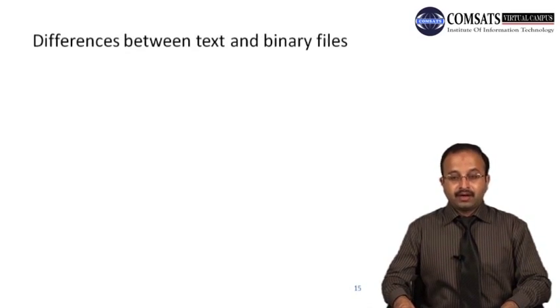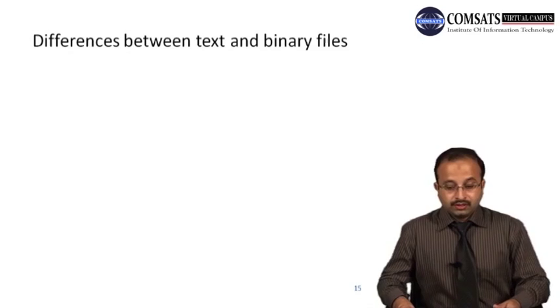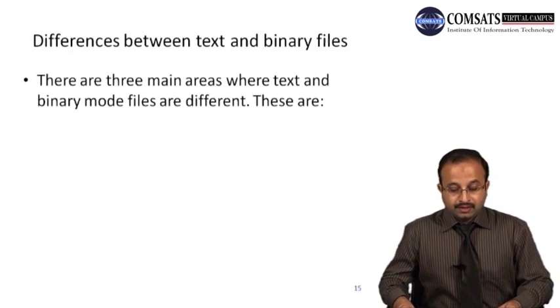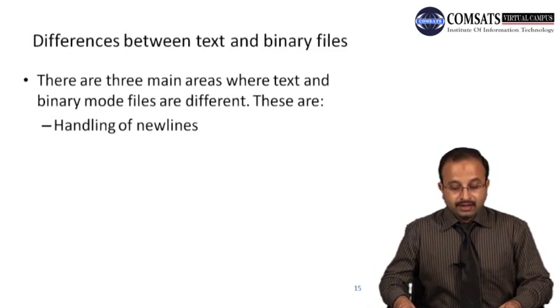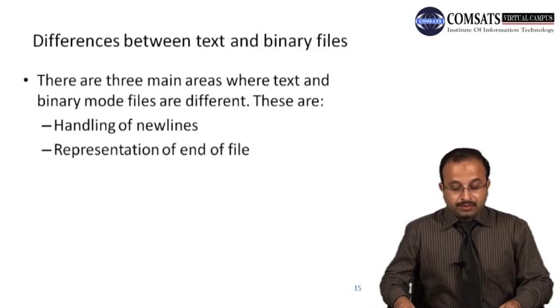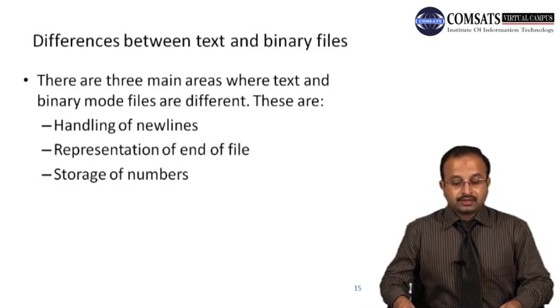Difference between text and binary files. So what is the difference then? There are three main areas where text and binary files are different. These are handling of new line character, representation of end of file, and storage of numbers.